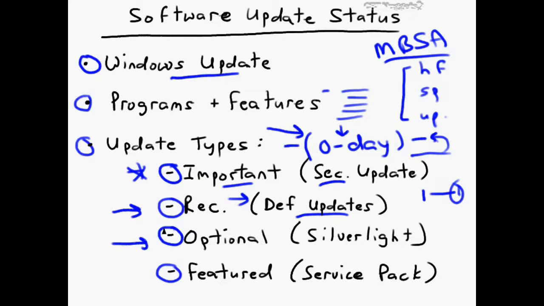A third classification is optional. These are updates that are by no means required but give additional functionality in Windows. An example of an optional update is the Microsoft Silverlight technology. If you're not familiar with Silverlight, Silverlight is a multimedia platform that competes directly with Adobe Flash. And then finally we have the featured category. Featured is going to be a roll-up of hotfixes.